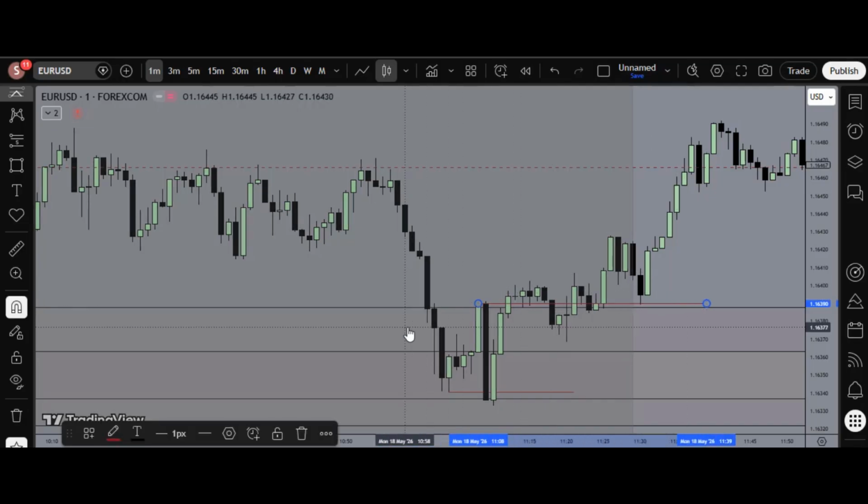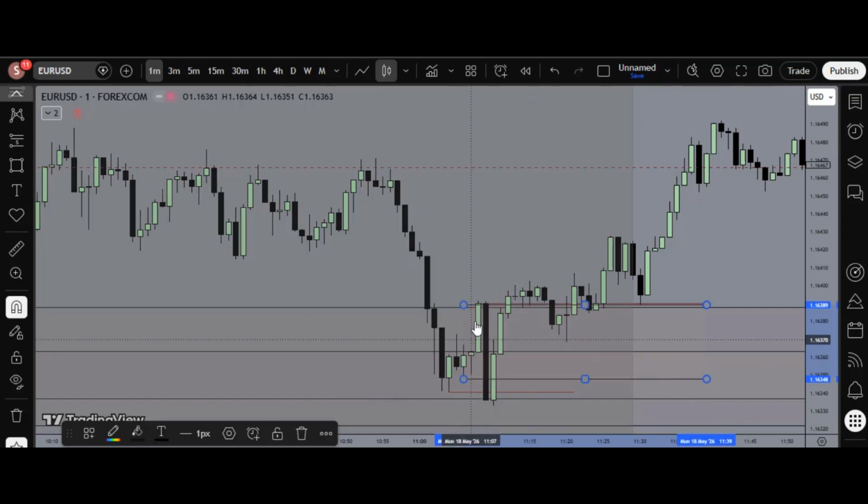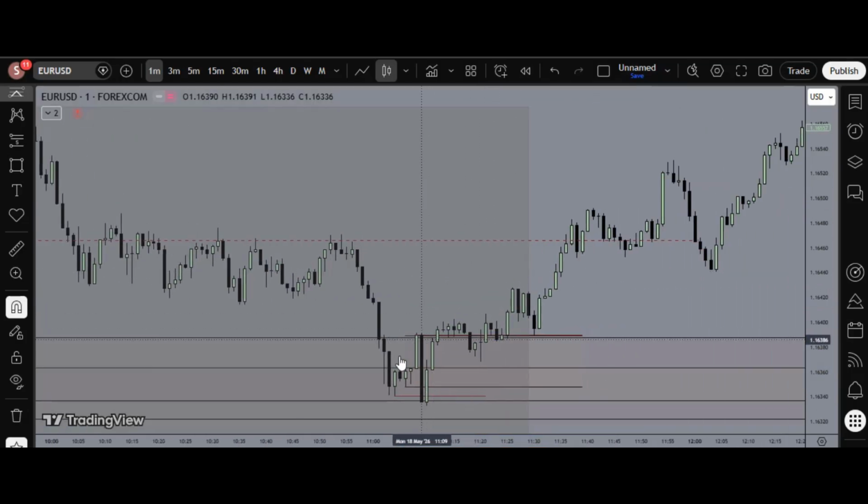Okay, where is our entry? Breaker. This is our entry. This breaker. This breaker is our entry. You can also enter on continuation order block.